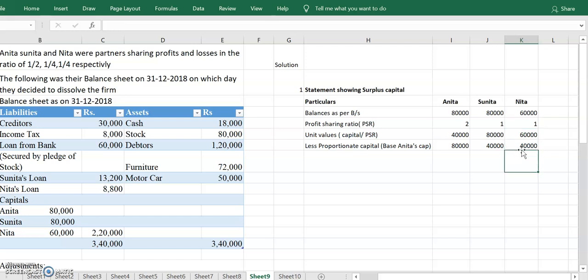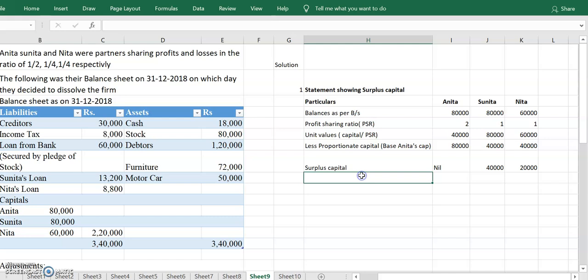When you consider this amount, make sure you continue with the smallest unit value of a partner. According to that, you will get the surplus capital at this stage. What is the surplus capital? Actual capital minus less proportionate capital gives you the amount. For A or Anita, it is nil. For Sunita, 80,000 minus 40,000 gives you 40,000 remaining surplus capital. Then 60,000 minus 40,000 for Nita is 20,000.